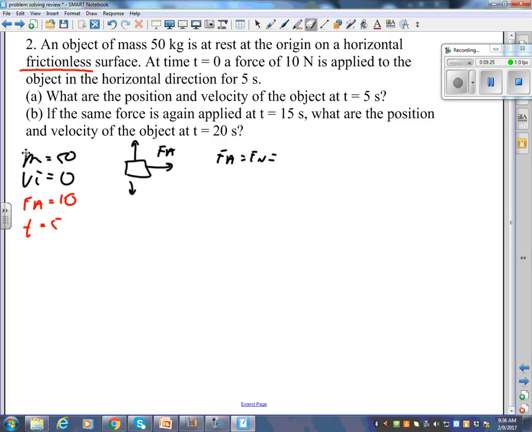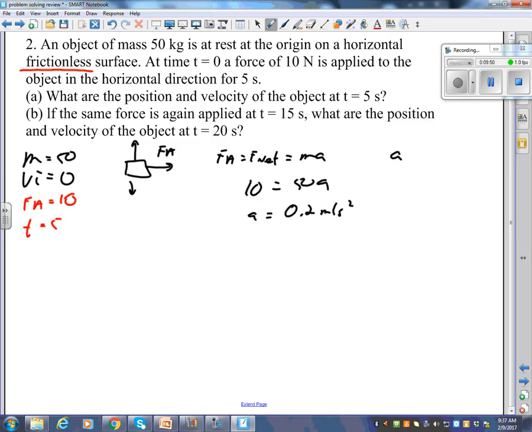Fa is the net force. Oh, not normal. Is equal to mass times acceleration. So that's going to be 10 is equal to 50a. Divide both sides by 50, right? 10 divided by 50 is 0.2. Did you get that far? Okay, so that's the acceleration.